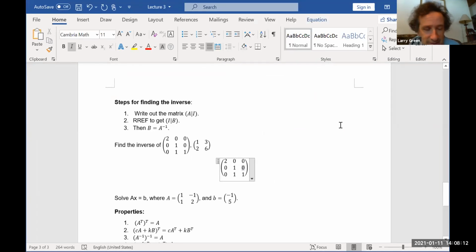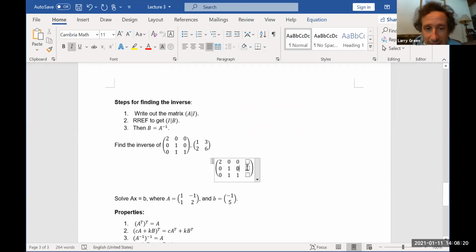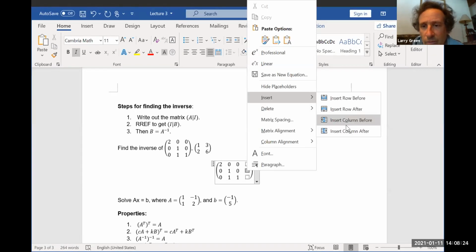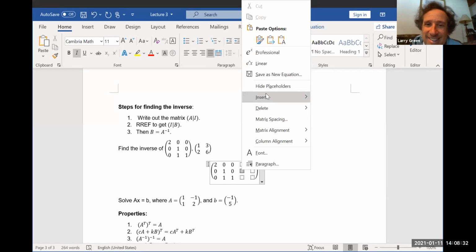Oh, shoot. After, not before. Column after. There we go. And let's get a couple more. Now, it's a lot easier to do it by hand than it is to do it using Microsoft Word, by the way. Just a warning. You don't have to do this right click and stuff.